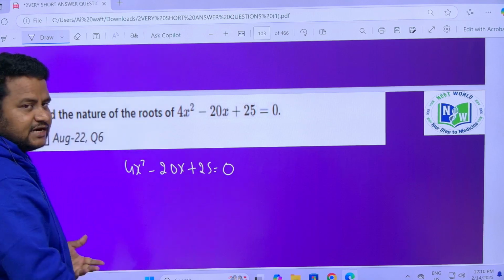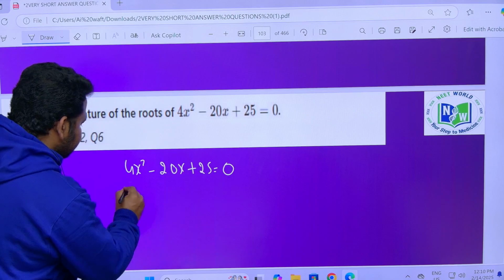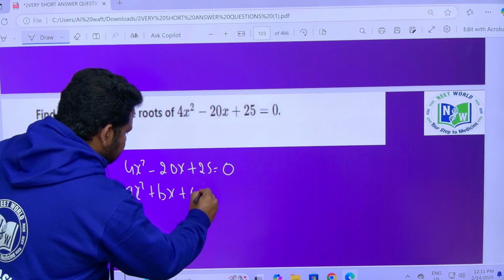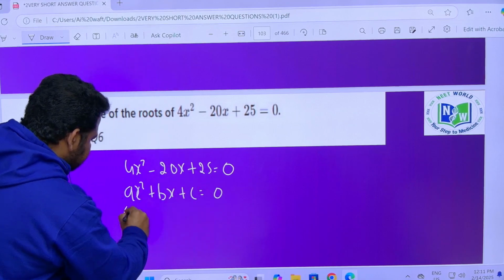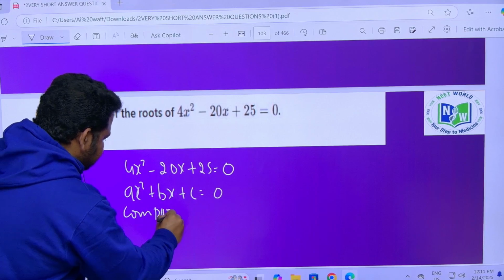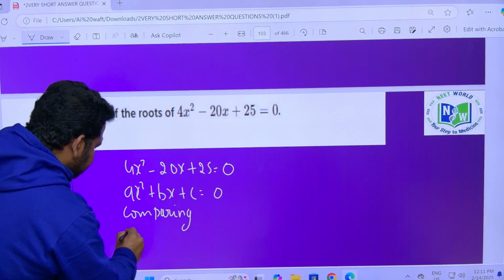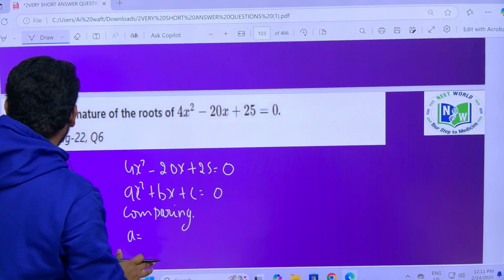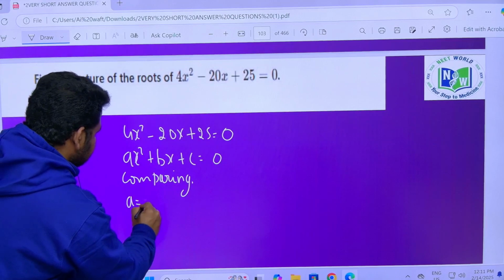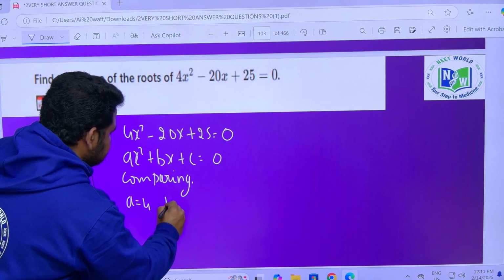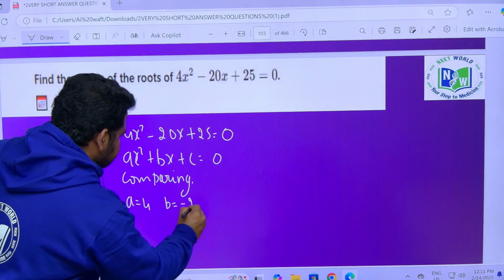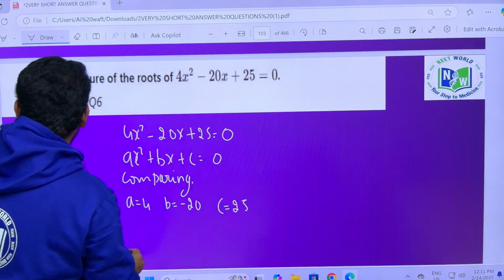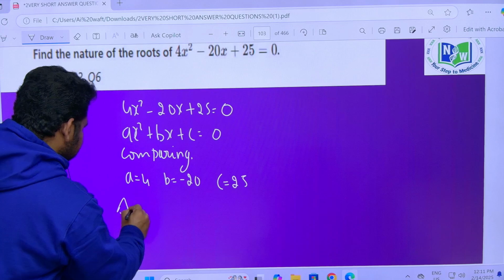Now let us compare it with our standard equation. What is the standard equation of a quadratic expression? ax square plus bx plus c is equal to 0. So comparing the above two equations, we get the value of a. You have to write down all these steps, very important. Don't skip the steps. a is equal to 4, b is equal to minus 20, and c is equal to 25.